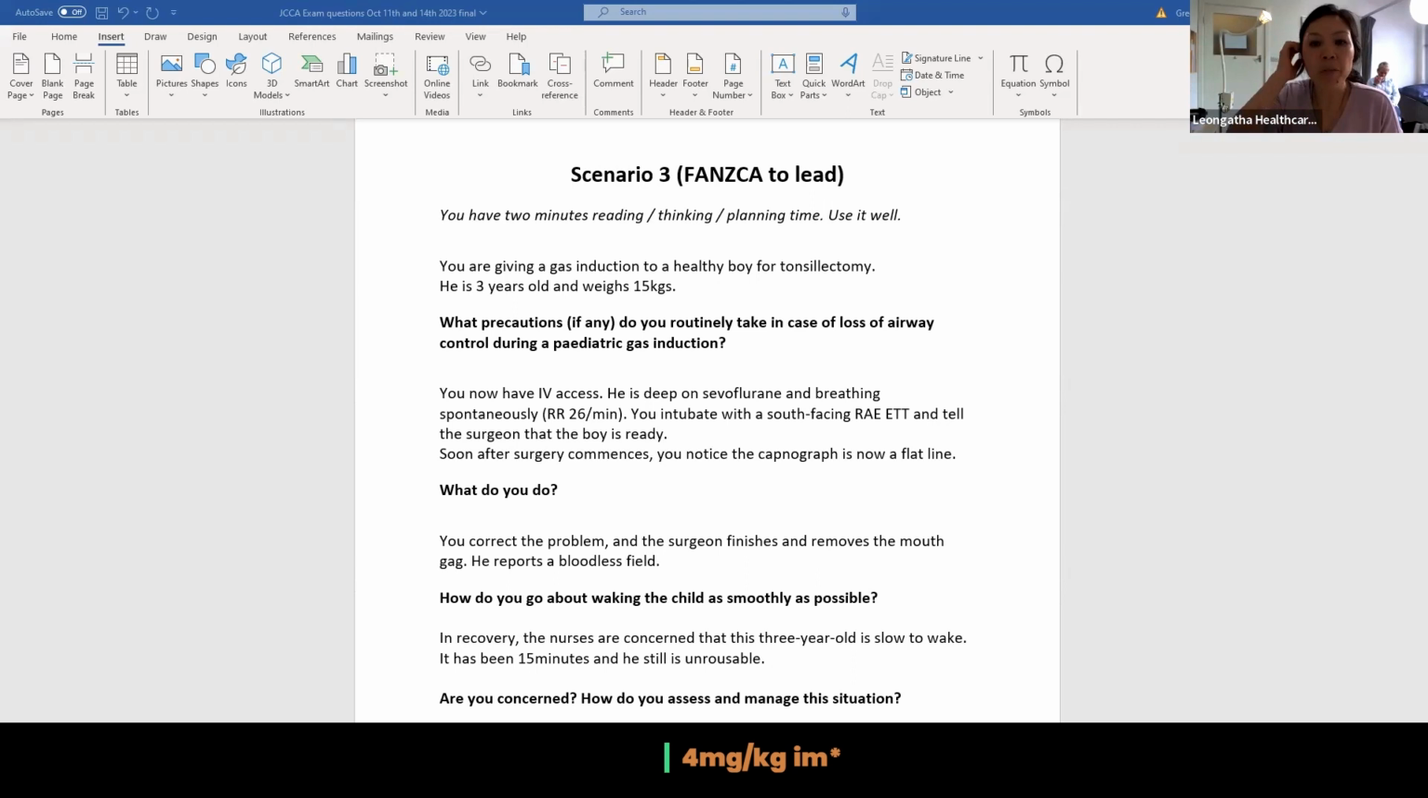I'd also be checking the rest of my monitoring to check the heart rate, make sure that the kid's not bradycardic. If he was bradycardic, I would be using atropine 20 mics per kilo. That can also be given IM, and starting CPR if the heart rate was less than 50. I'd be scanning the rest of the monitor, the end-tidal CO2, the waveform, saturations, heart rate.